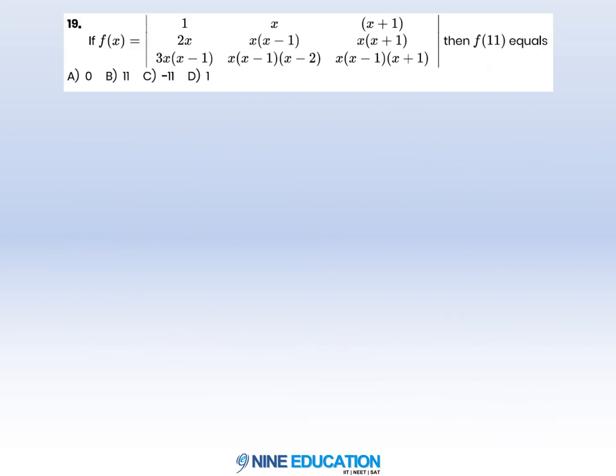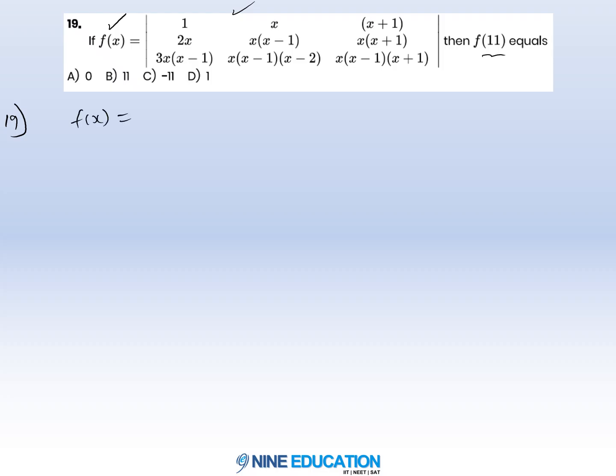Let's discuss question number 19. f of x is defined as the determinant of this expression. We need to find f of 11 here. So let's try to find the f of x function, for which we need to solve this determinant.